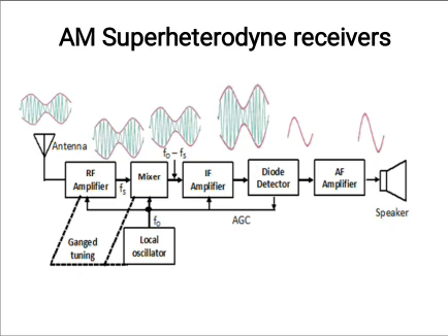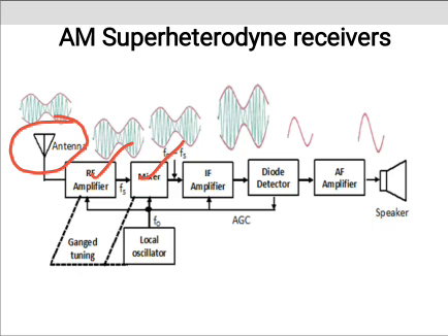A superheterodyne receiver usually consists of an antenna, radio frequency amplifier, mixer stage, local oscillator stage, IF amplifier, detector. That means in this we are using the diode detector. Next, AF amplifier and a speaker. The working of the superheterodyne receiver is explained with the help of this block diagram.